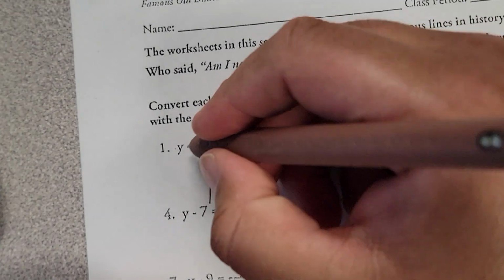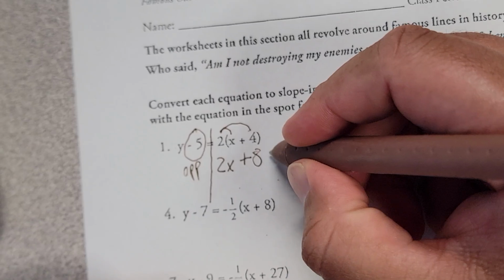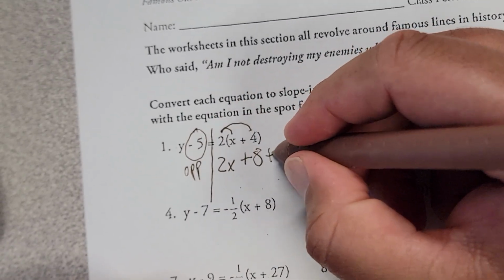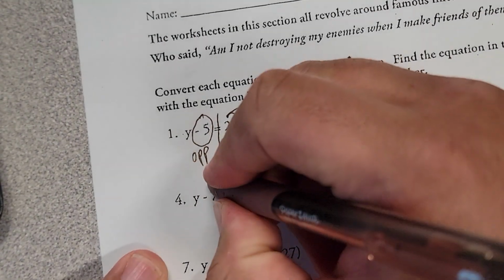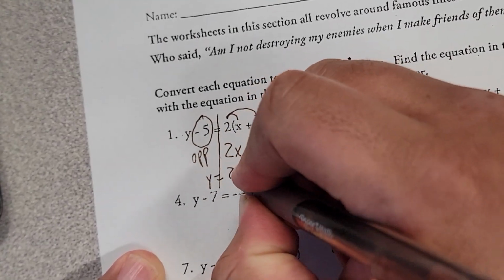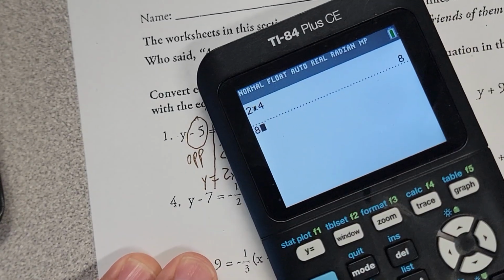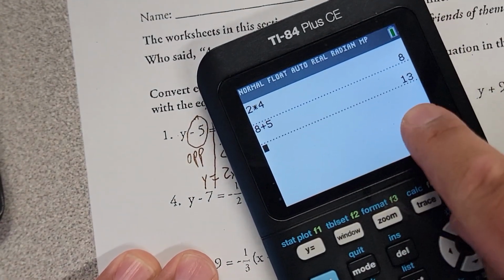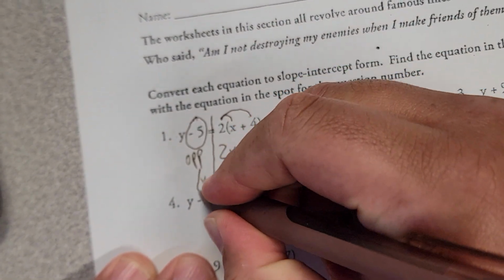And then my last step is to get this number, and I'm going to go opposite. So this is a minus 5, I'm going to put a plus 5. So for me to make it look like my slope-intercept form, it's y equals 2x, and then what is 8 plus 5? All right, you get the positive 8 plus positive 5 is positive 13. And that's it.